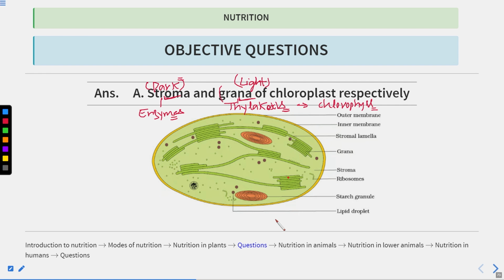Here I've shown you the structure of the chloroplast. You can see it consists of two membranes. Here you can see the grana, which is made up of the thylakoids. Each one is known as a thylakoid, and the entire stack of thylakoids is known as the grana. Here you can see the stroma, where the dark reaction takes place. These are the ribosomes. Here you can see the starch granules and some lipid droplets. This grana, made up of stacks of thylakoids, is where the light reaction takes place.